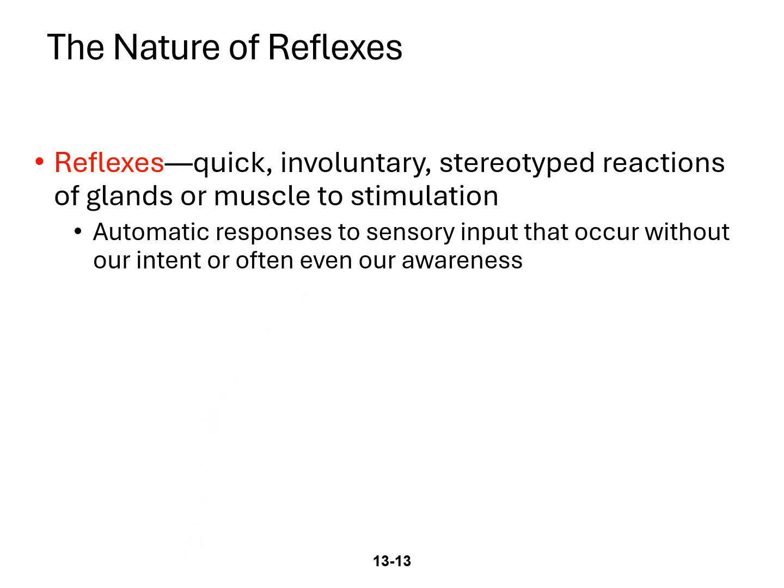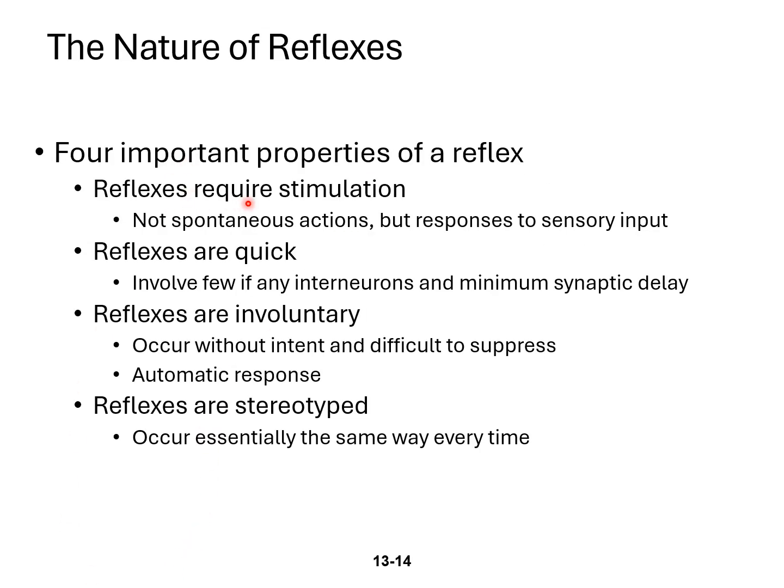So now let's look at the major properties of a reflex. They require stimulation. So they're not spontaneous actions, but something needs to have a sensory input first, and then they can react to it. They're very quick. They involve few, if any, interneurons. So it means it goes in one neuron, out another neuron, into the spinal cord and back out. Not many interneurons at all, because interneurons are going to take acetylcholine, epinephrine, dopamine, other types of neurotransmitters to be released, and then they have to act upon the synaptic cleft and the receptors. This one's just one to another, and so they're very, very quick.